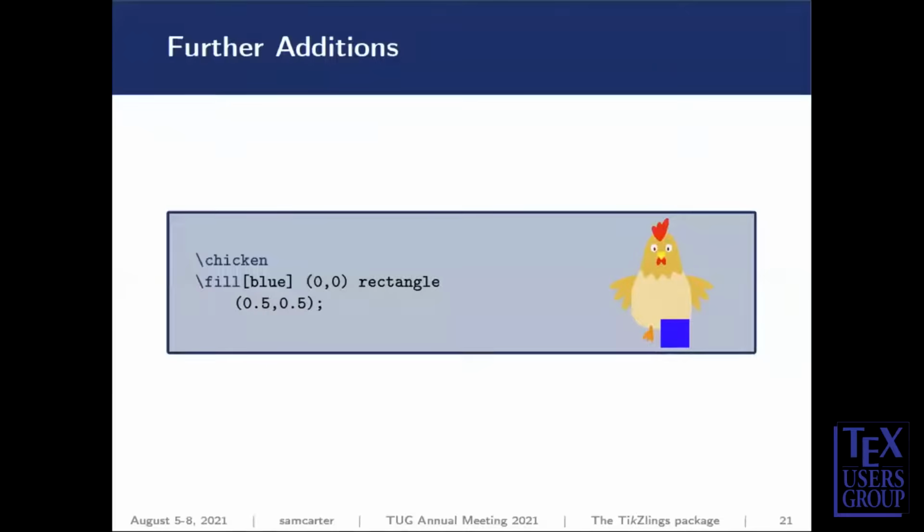At the heart, the TikZlings are simply a couple of paths in a TikZ picture. So if you want to make further additions, you can in principle add whatever you can draw in TikZ. For example, here, a simple blue rectangle added above the chicken.